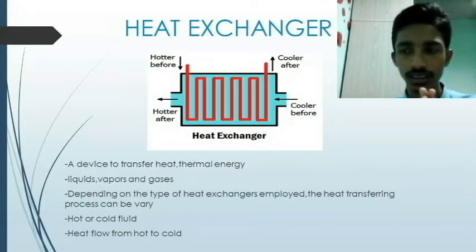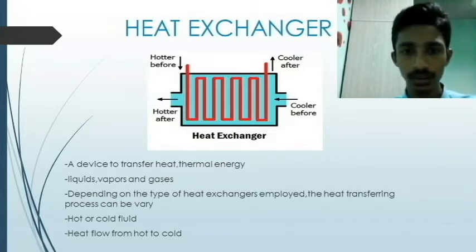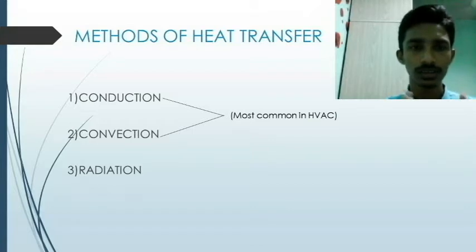Heat exchangers are either given a hot fluid to provide heating or a cold fluid to provide cooling. Heat always flows from hot to cold, and there must be a temperature difference for heat to flow. How is heat exchanged? These are the methods of thermal energy transferring. First is conduction, second is convection, and third is radiation.